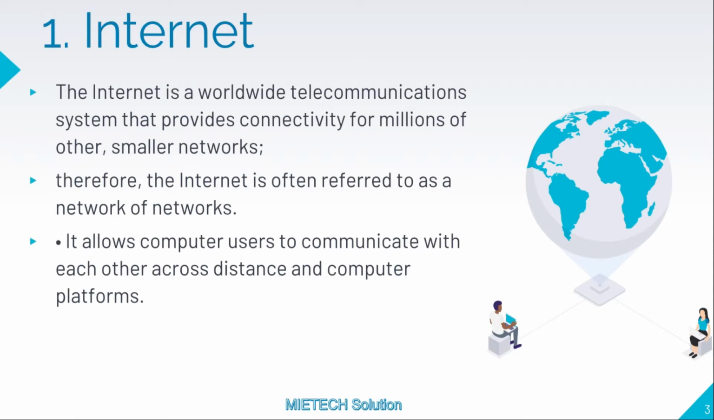So the internet is the worldwide telecommunication system that provides the connectivity for millions of other small networks. It means we use it to connect millions of networks. Therefore the internet is often referred to as the network of networks. It means it is the interconnection of networks.